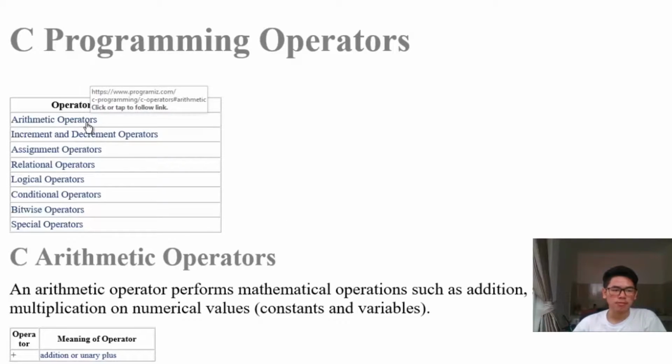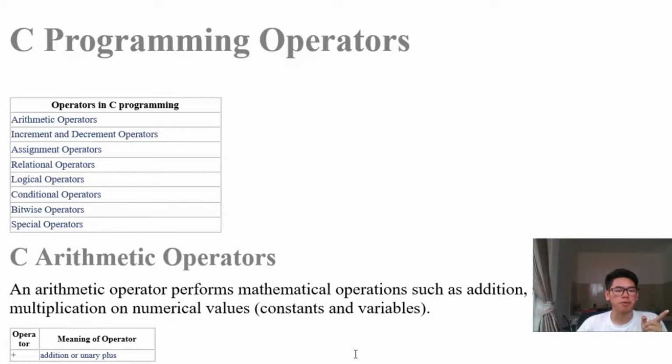So the first one is the arithmetic operator. The arithmetic operator is composed of plus, minus, the multiplication symbol, and also the division. Increment and decrement are also operators in C programming. They make use of plus plus and minus minus, so it means you add one more or subtract one more. The third kind is the assignment operator. The assignment operator is the equal sign, which is used to assign the value from the right hand side to the left hand side. We also have relational, logical, conditional, bitwise operator, and special operator.